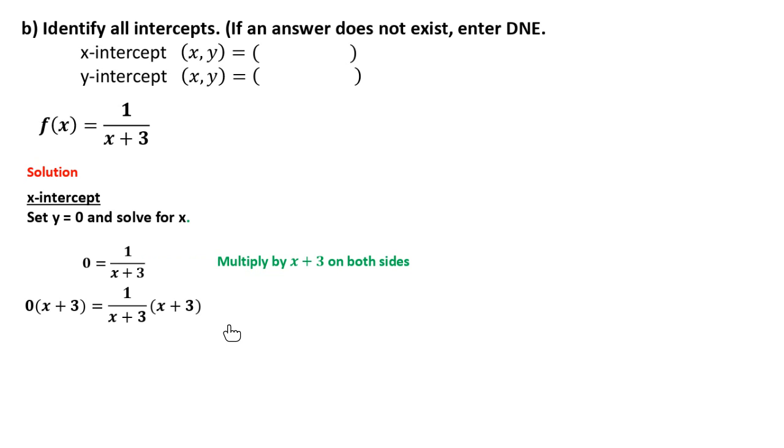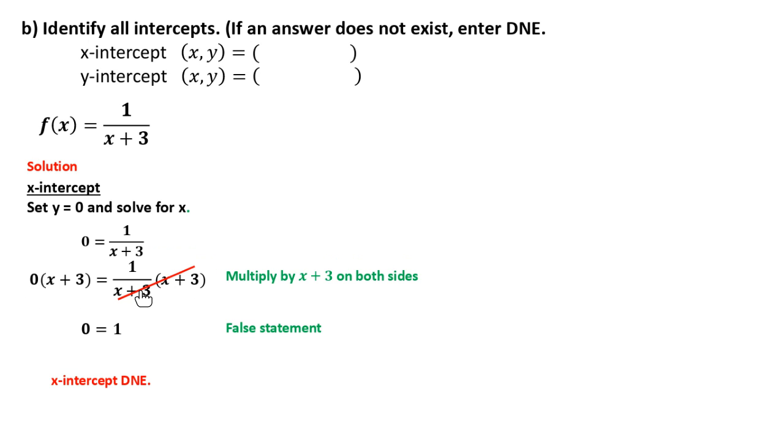When I do this, notice what happens. 0 times x plus 3 is going to be 0. And x plus 3 times 1 over x plus 3, the x plus 3 and x plus 3 become a 1, or we say that they cancel. And so we end up with 0 is equal to 1. Well, that is a false statement. So that means there's no x-intercept. In the computer, you would enter DNE for does not exist. Okay, so that is your x-intercept.